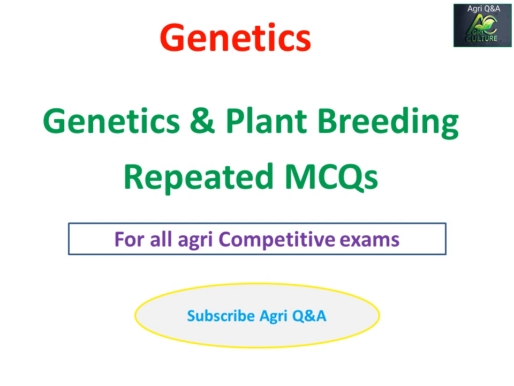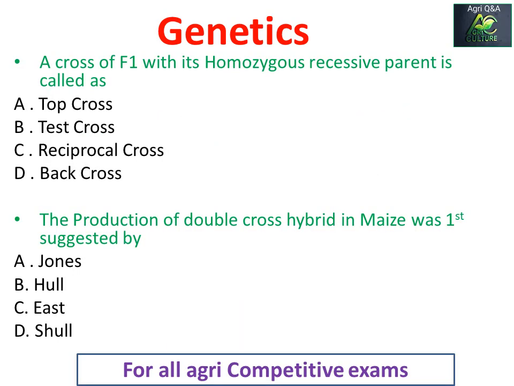Here we'll see the genetics and plant breeding repeated MCQs. Firstly, a cross of F1 with its homozygous recessive parent is called as. Options: top cross, test cross, reciprocal cross and back cross. And the answer is back cross.